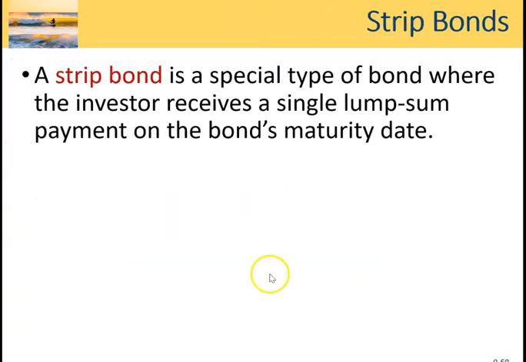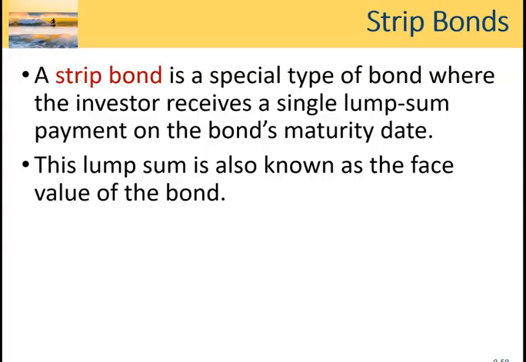So, strip bond. A strip bond is a special type of bond where the investor receives a single lump sum payment on the bond's maturity date. So you know that once this bond matures, you're going to get a set lump sum. So the question is, we know what the future value is, and we want to figure out what the present value is. How much do we have to pay to get this strip bond that's going to give us a certain amount in the future? The lump sum is also known as the face value of the bond. So the amount that you're going to get at maturity is the face value on the bond.